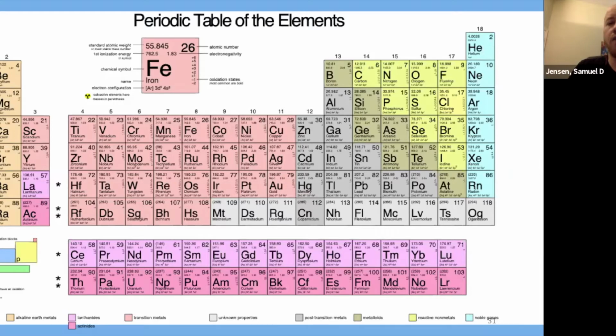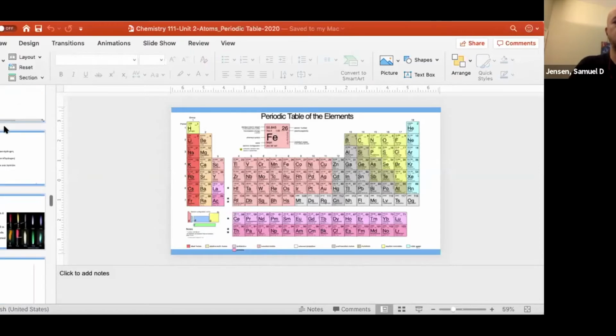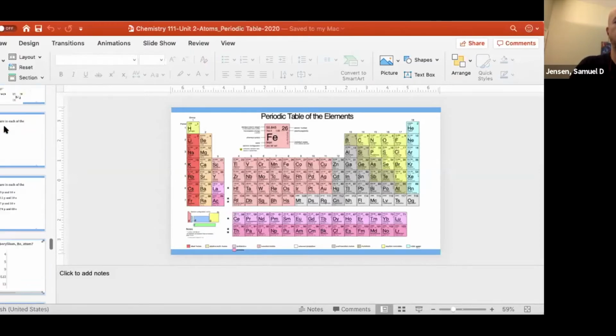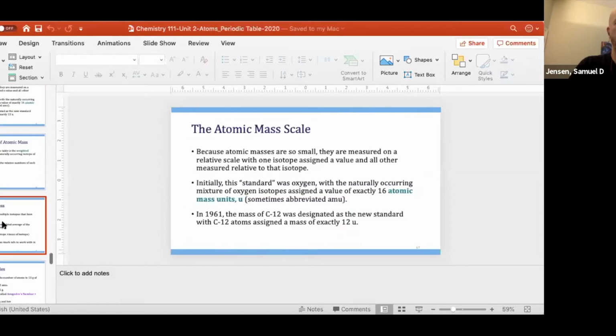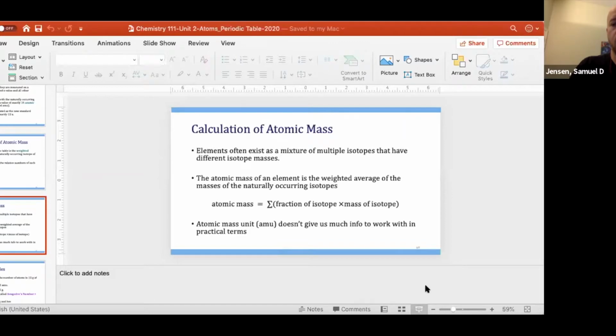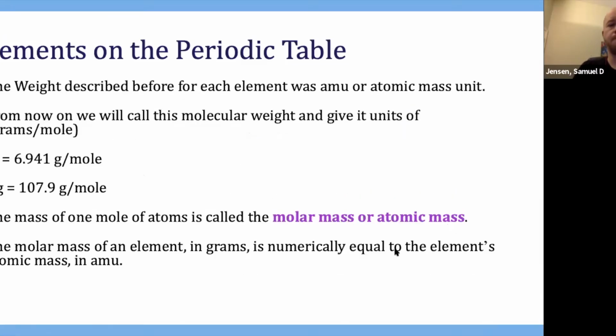Okay, so all these numbers on the periodic table now have the units of grams per mole. If we get a mole of them, 6.02 times 10 to the 23rd, they will now weigh this many grams. So iron will weigh 55.845 grams per mole.